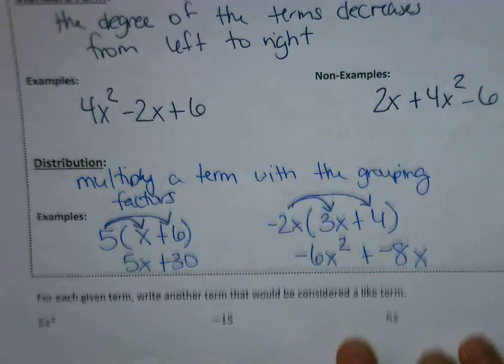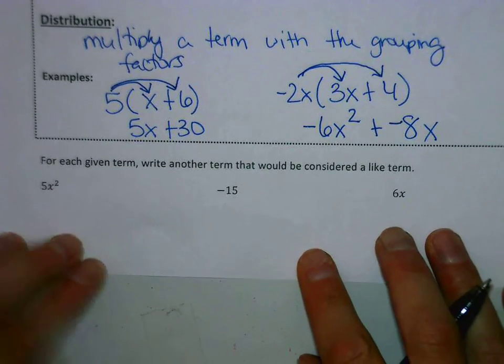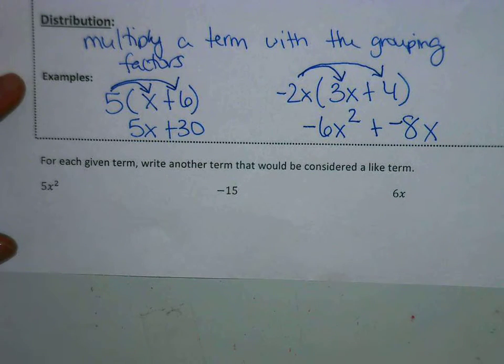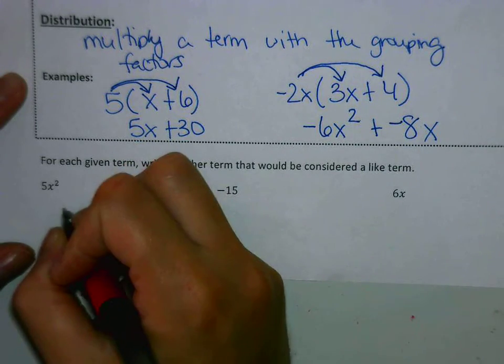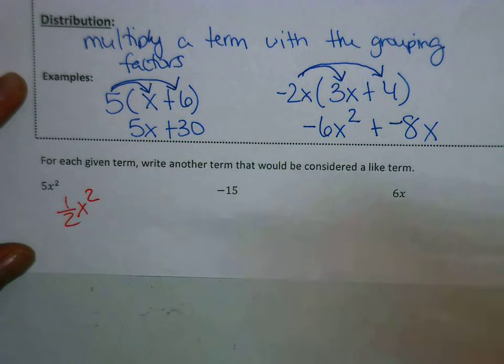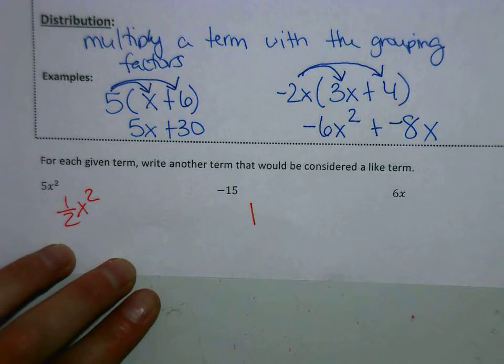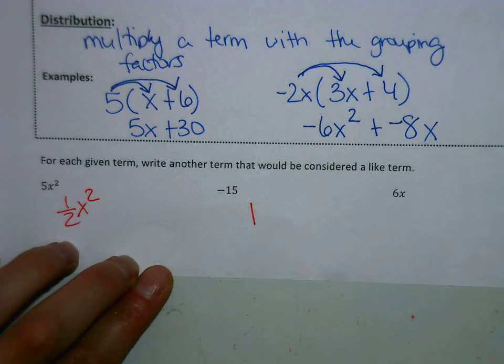For each of our given terms, write another term that would be considered a like term. So for instance, if we have 5x squared, I could say 1/2x squared. That would be a like term. For -15, 1 would be a like term because there's no variable. For 6x, 3x would be a like term.